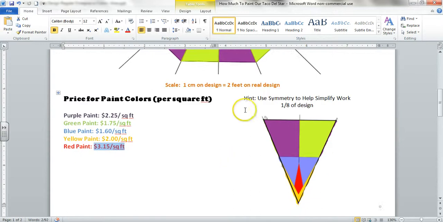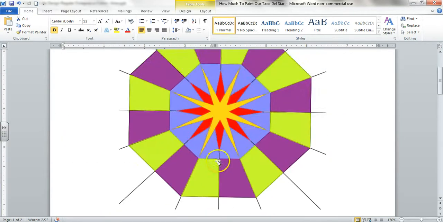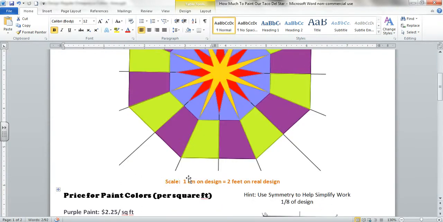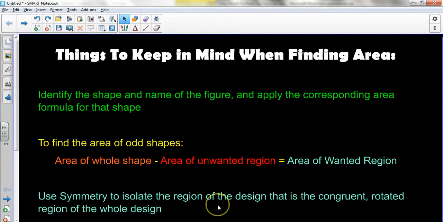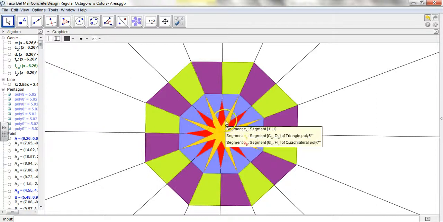And I also put a little hint here for you to think about symmetry. Okay, how we can actually make this a little easier than tackling this whole design. Use symmetry to help us simplify the project. Okay, so some things to think about when you are finding area. Just give you some pointers here. The first one, when you're finding the region, like for example in the design, maybe we want to tackle the red region here.